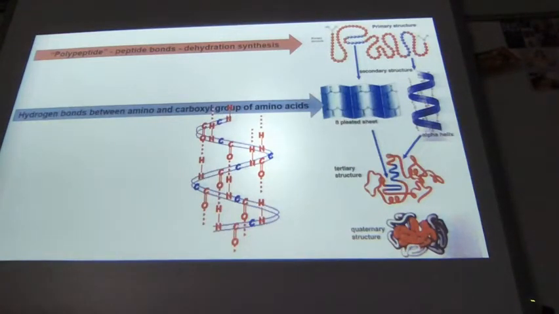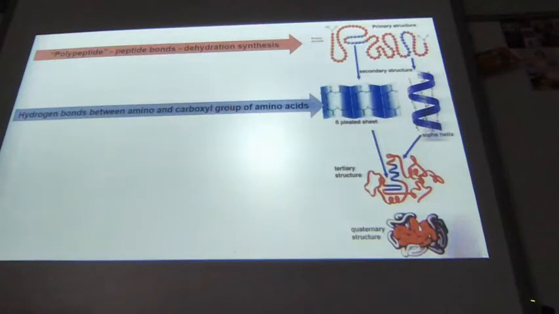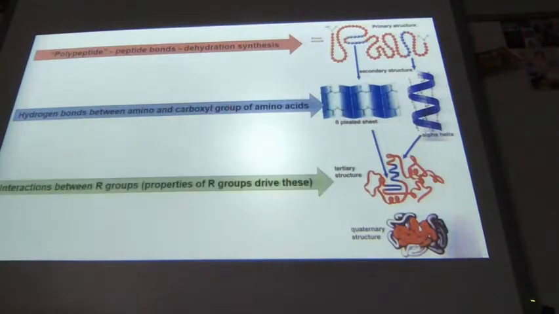And then the big one, the one that we really talk about the most, is your tertiary structure, which is this green one here. That's your R groups. The properties of the R groups drive these. You get interactions between the R groups. The R group is in your amino acid, right? So if you swap it out with a different one, then it can really change your protein structure.